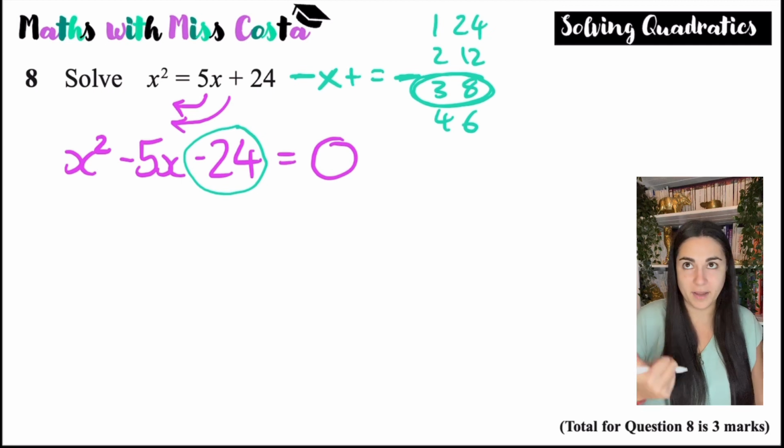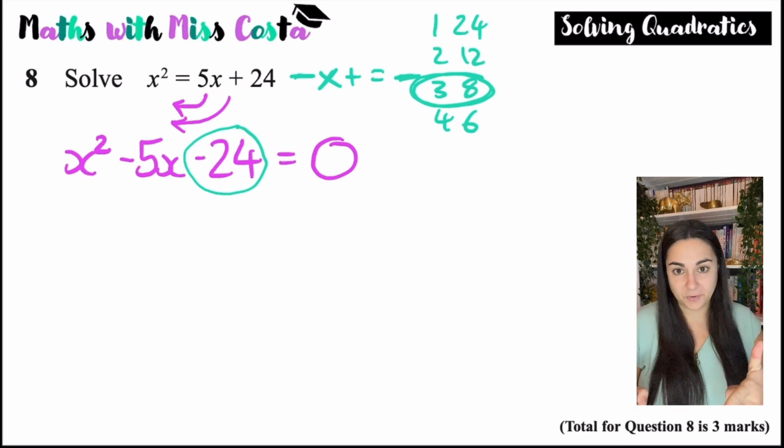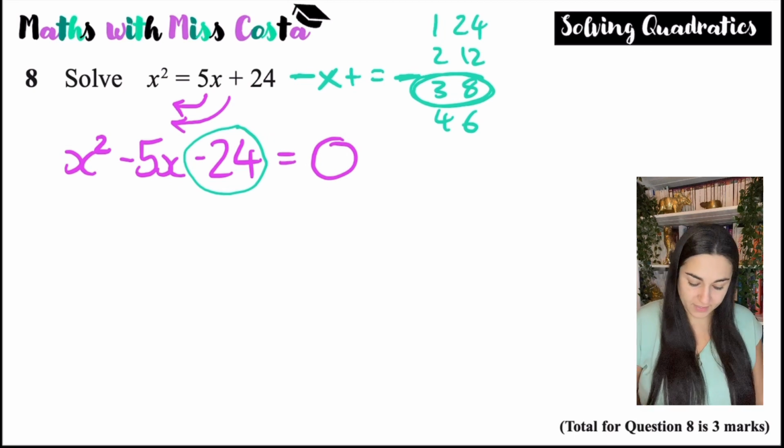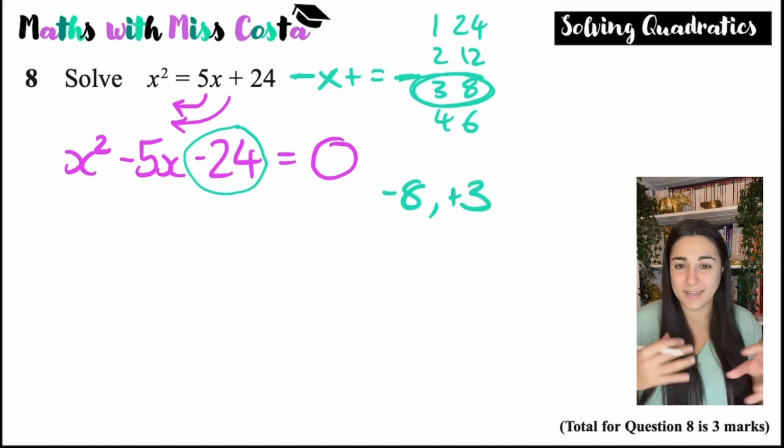So let's think about it. Minus 3 plus 8 gives you positive 5, so that wouldn't work. But negative 8 plus 3 gives you negative 5. So you know that negative 8 and plus 3 is your pair. So you can just try these around.